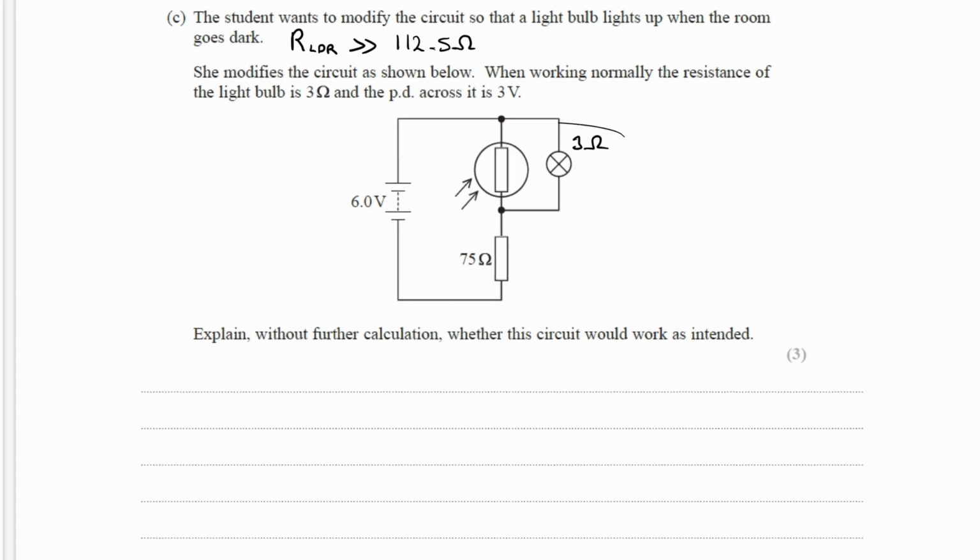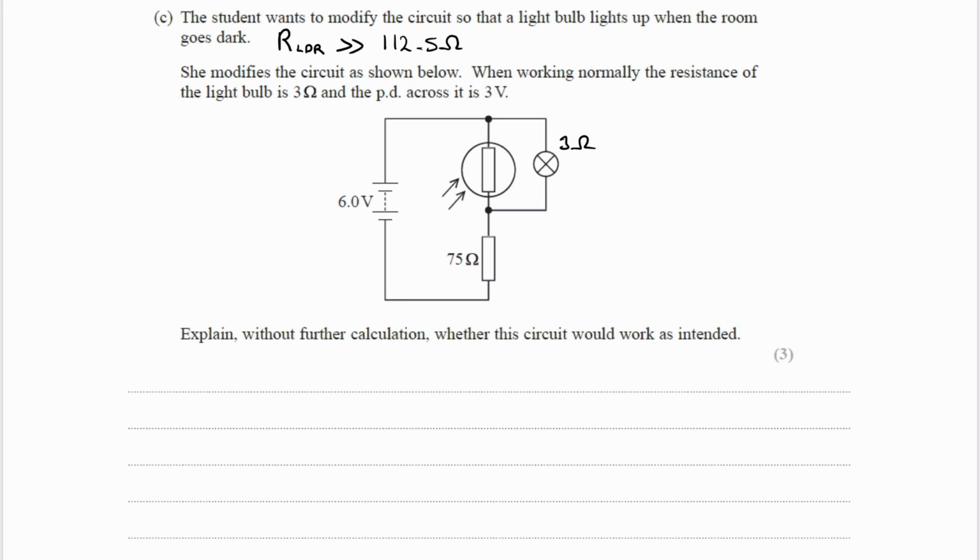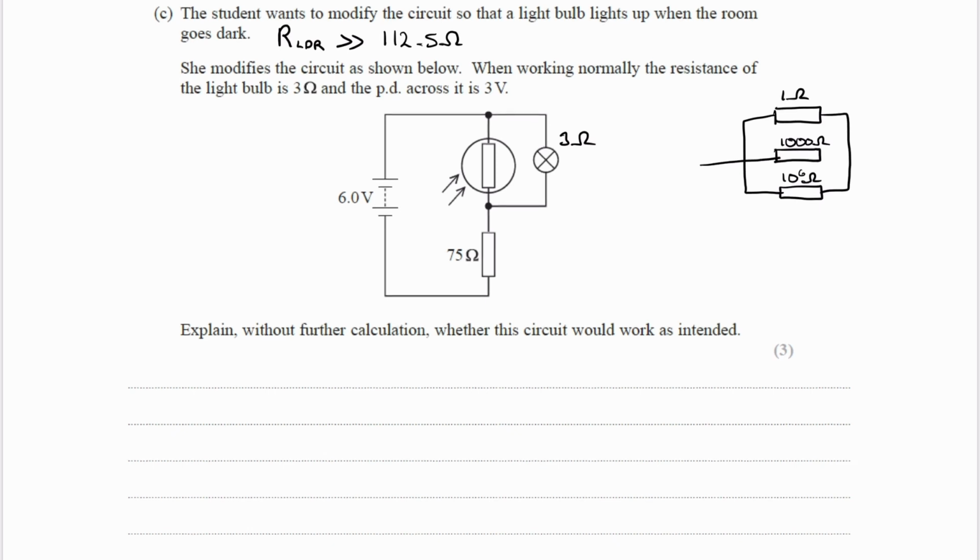So whenever you have resistors in parallel, the total resistance will always be less than the resistance of any one branch. To break that down, let's think of an example where we have a 1 ohm resistor in parallel with two other resistors, a 1000 ohm resistor and a 1,000,000 ohm resistor. All three are in parallel. So let's think about what the total resistance of these three will be.